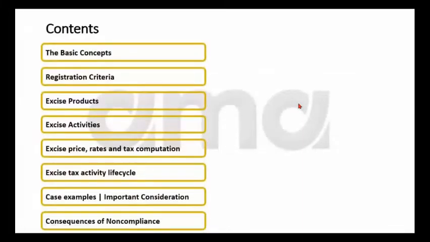Okay, now the contents. We will first discuss certain basic concepts, then we will move to the registration criteria, then there will be excise products, which we will be focusing on. Then there will be the excise activities and excise price rates and tax computation. Then we will be moving to the excise tax activity life cycle. Then we will be discussing the case examples, important considerations and consequences of non-compliance. So this is the overall webinar content. We will be demonstrating certain examples also.